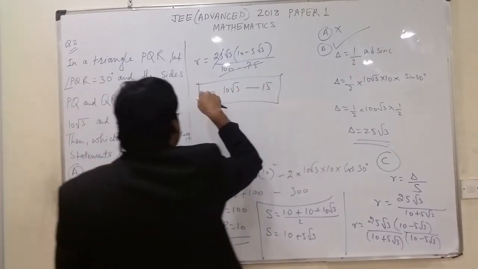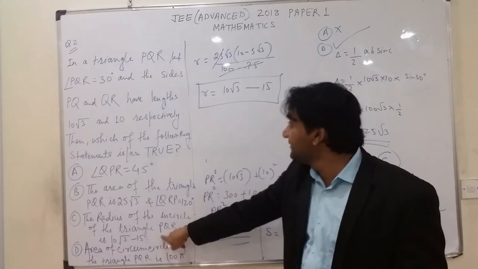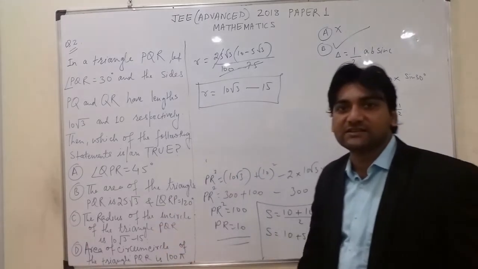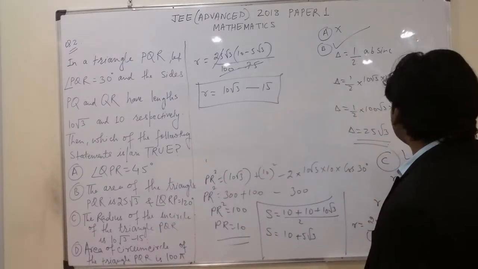This is the in radius which I got, and the in radius is 10 root 3 minus 15. It means option C is also right. So option C is also right.